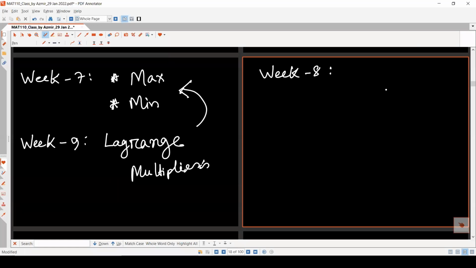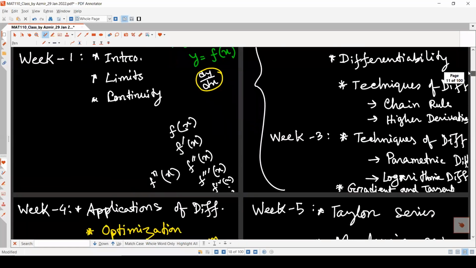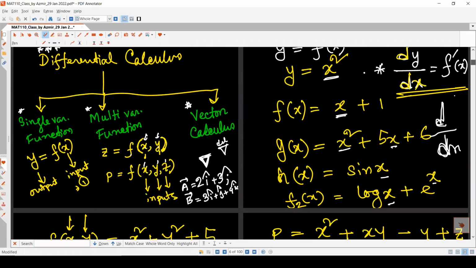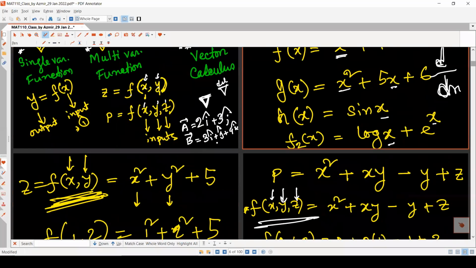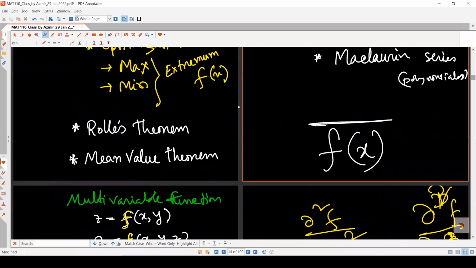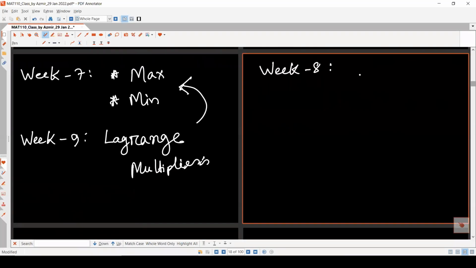So in week 8, we will start another part that is under the umbrella of differential calculus, which is known as vector calculus. So in week 8, we will start vector calculus. So in vector calculus, we have to find the derivatives of vector fields. So here you will see vector fields.